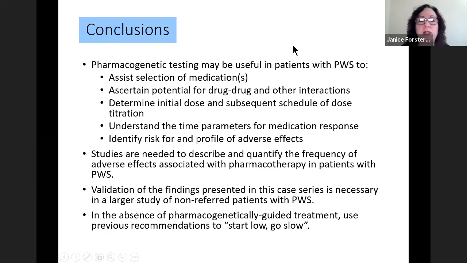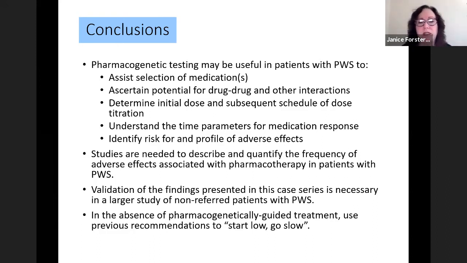So in conclusion, pharmacogenetic testing may be useful in patients with PWS to assist in selection of medication, to ascertain potential for drug-drug interaction and other interactions, to determine initial dose and subsequent schedule of dose titration, to understand the time parameters for medication response, and to identify risk for and profile of adverse effects.